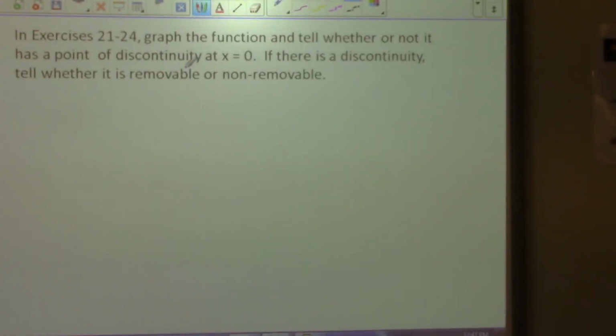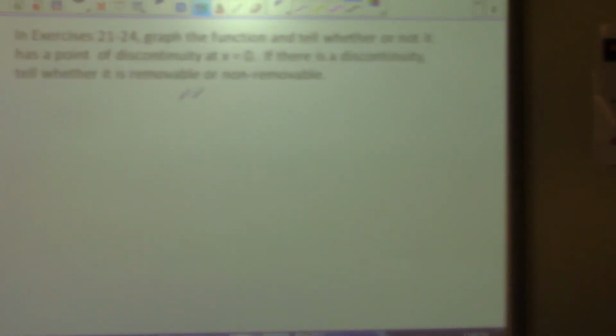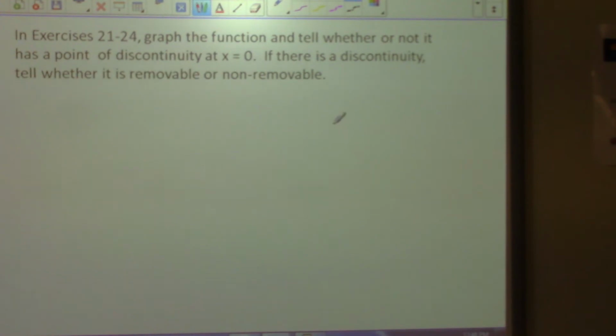this first set we're going to look at is 21 through 24. It says graph the function, tell whether or not it has a point of discontinuity at x equals 0. If there is a discontinuity, tell whether it is removable or non-removable. And from the video that I showed you yesterday, remember that part 2 video, and there was part 1, talked about all this. I understand how you might not remember everything at this point. Is there anybody who really knows how to do this right now, right off the bat? Maybe a little bit.